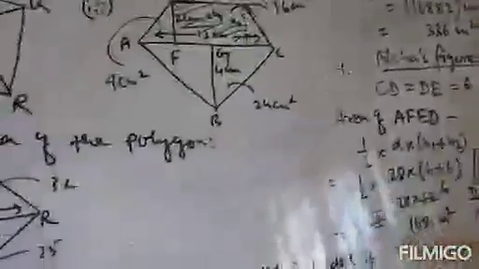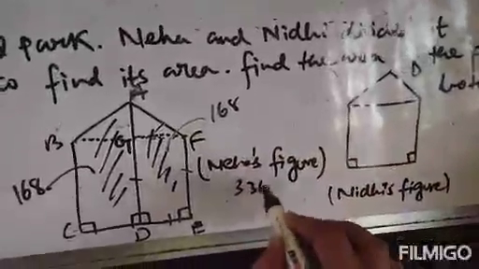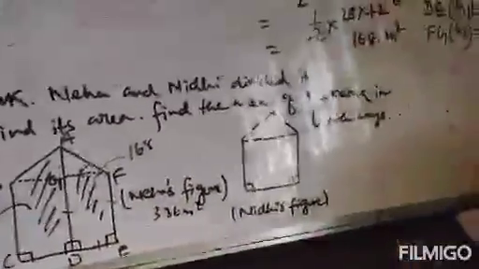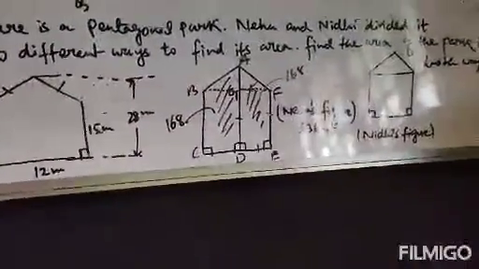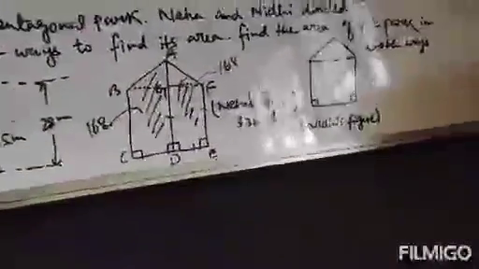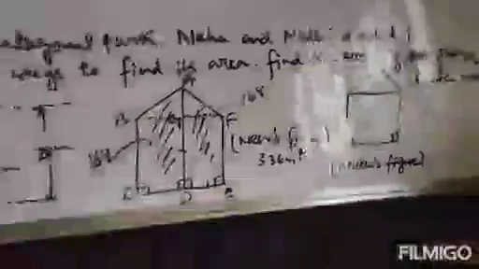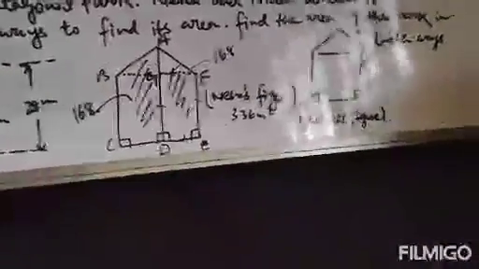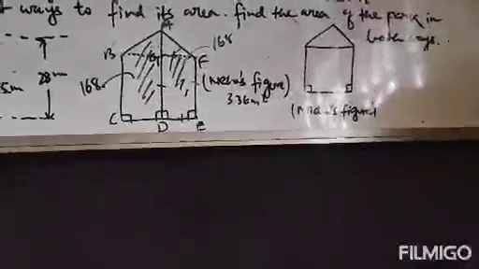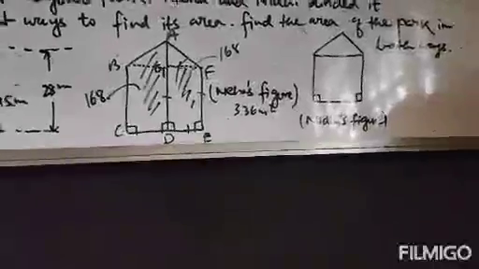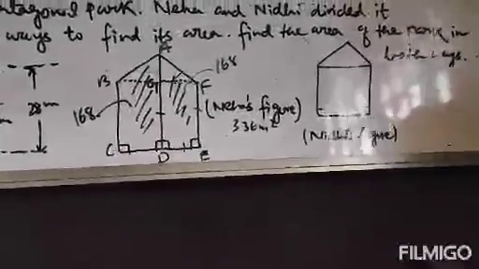Meter square will be the answer according to Neha's figure. So according to Neha's figure, it is 336 meter square. Clear? Now we have to calculate according to Nidhi's figure. We have to calculate the area of this park according to Nidhi's figure and check whether the area of this park is the same or not, or whether according to Nidhi's figure its area is greater or lesser than Neha's figure, or the same for both of them.